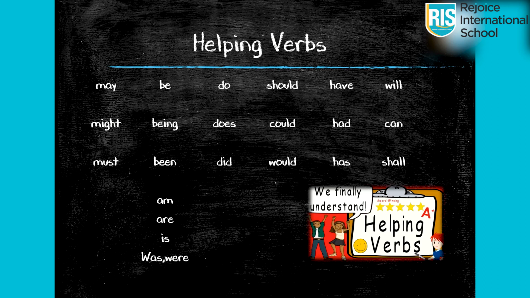Now there are 23 helping verbs in grammar, but they do not have any meaning of their own. They are necessary for the grammatical structure of a sentence. We usually use helping verbs with main verbs. They help the main verbs to do an action.